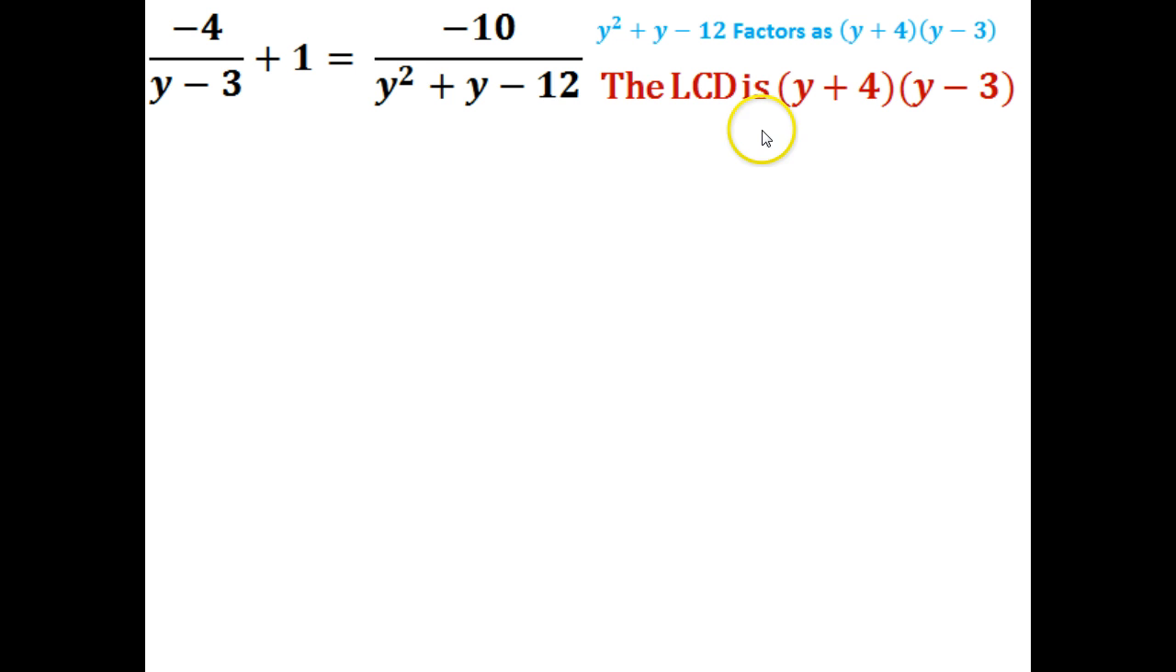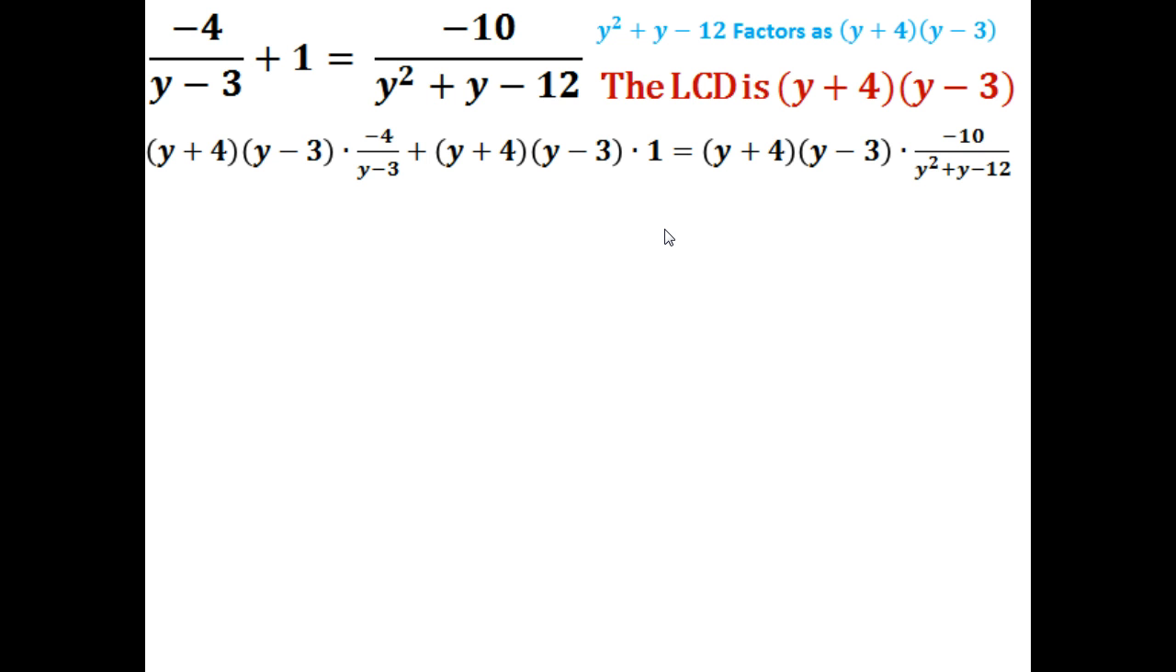Okay, now that I've identified my least common denominator, I'm going to have to multiply all three parts of this rational equation by that lowest common denominator. I'm going to multiply this one here by y plus 4 times y minus 3. I'm going to multiply this one here by y plus 4 times y minus 3. And I'm going to multiply this side over here of the equation by y plus 4 times y minus 3. So I'm going to go ahead and do that now. Now it showed up really small only because I'm trying to fit it all on one screen. But as you can see, I'm multiplying each part here by that lowest common denominator, y plus 4 times y minus 3. Every single part here, here you'll see the 1, and on this side of the equation as well.